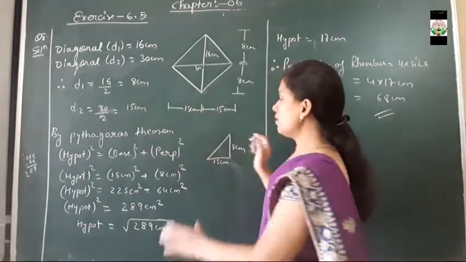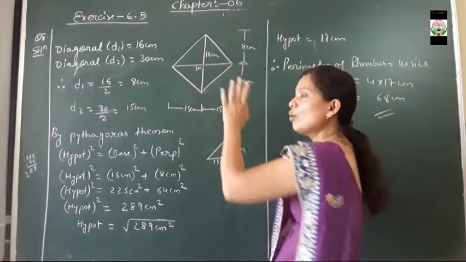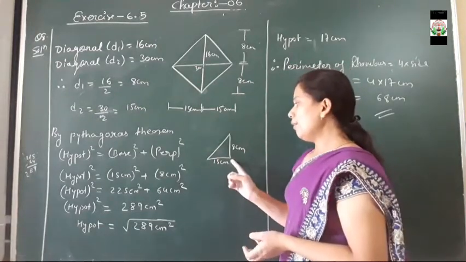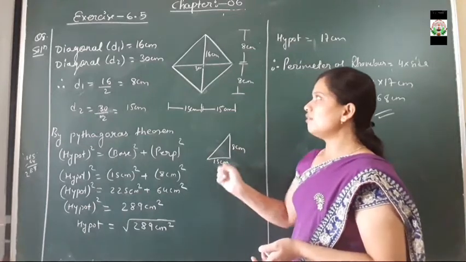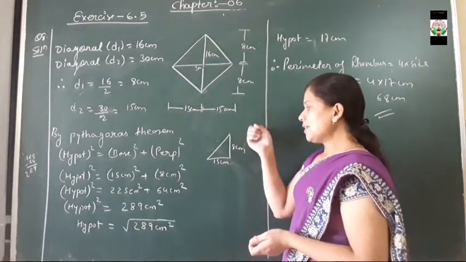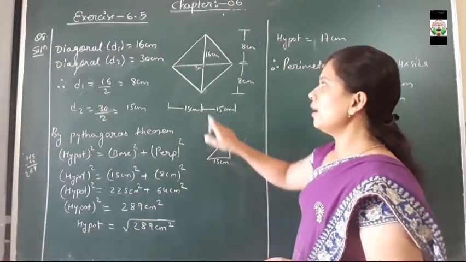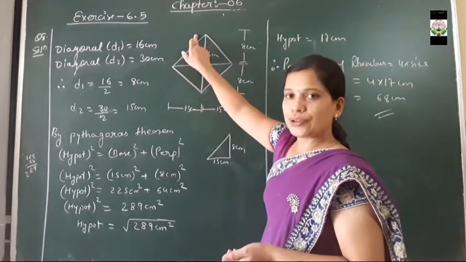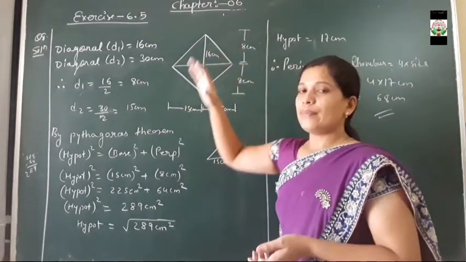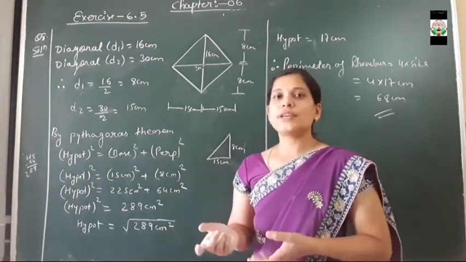Understood? Now, with the help of this diagonal intersection, 1, 2, 3, 4 right angle triangles are formed. Considering any one of the right angle triangles, which is a part of the rhombus, we can see that 15 centimeter acts as the base, whereas 8 centimeter acts as the perpendicular. So we have to find the hypotenuse. This will be the hypotenuse, this will be the hypotenuse, and this will be the hypotenuse. This means that while using the diagonals, the sides of the rhombus become the hypotenuse.